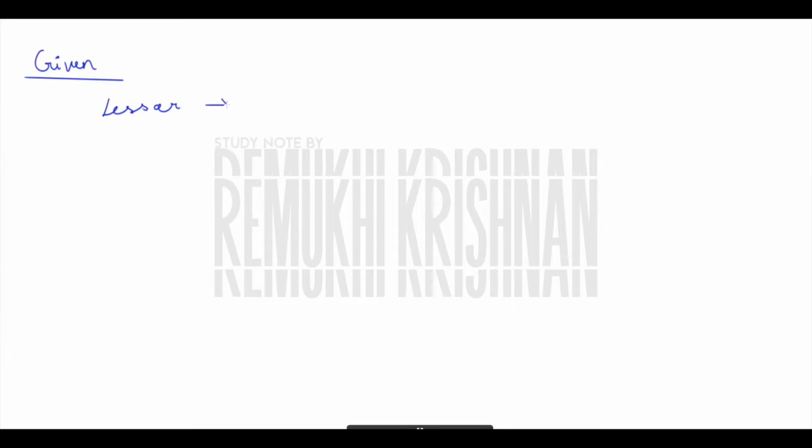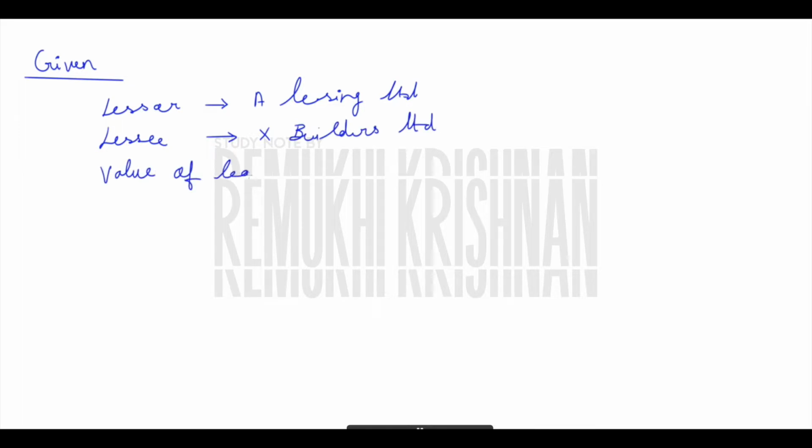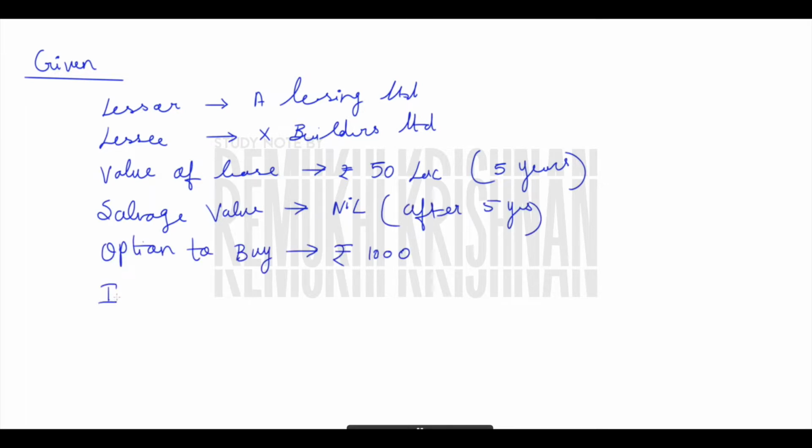Given: who is the lessor? The lessor is A Leasing Limited. Who is the lessee? The lessee is X Builders Limited. What is the value of the asset? The value of the asset is rupees 50 lakh. The period of the lease is 5 years. Is there any salvage value? No, there is no salvage value. At the end of the lease, the lessee can pay rupees 1000 extra and own the asset.